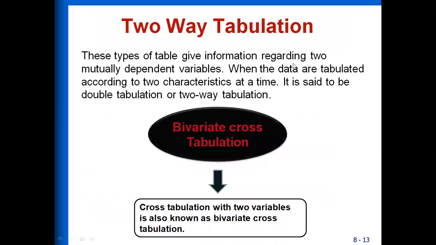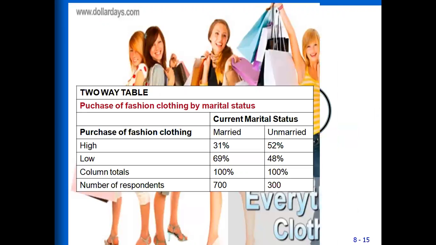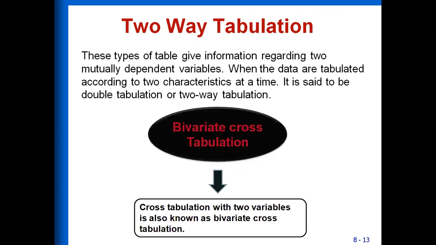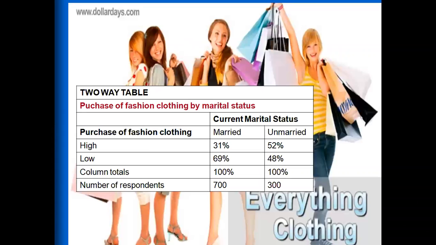It can be two-way tabulation. It can be three-way, four-way, five-way, and so on, depending upon the number of variables. If the number of variables is two, then this will be two-way tabulation. It is also called bivariate cross tabulation. In this case, the number of variables is two.